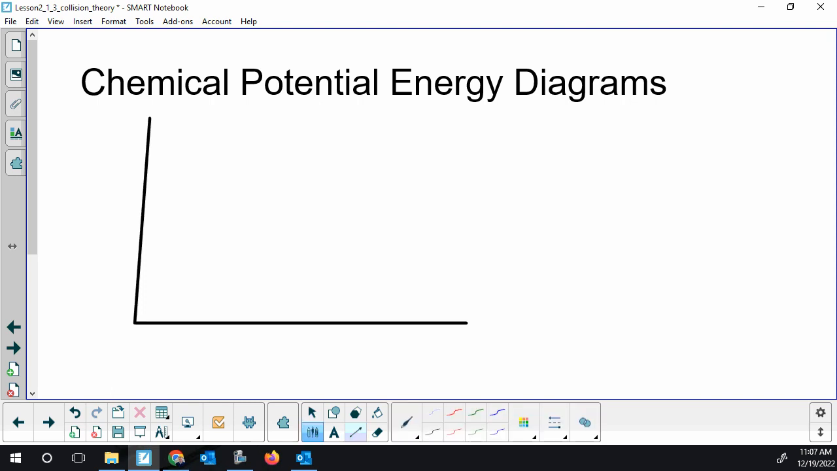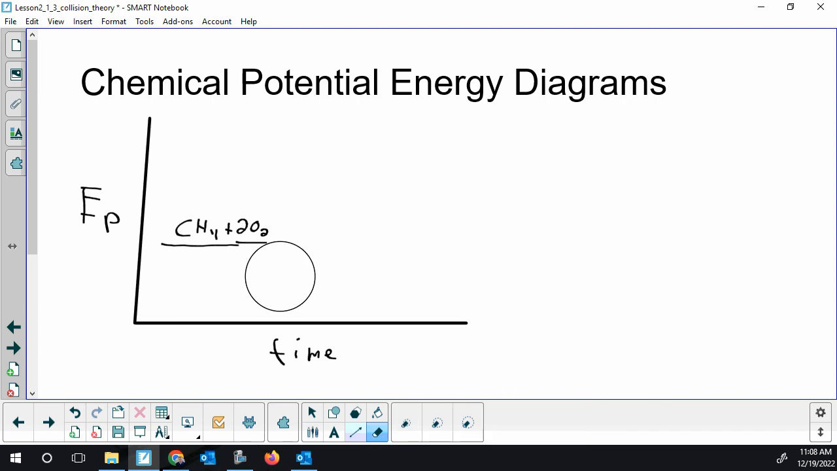This diagram shows potential energy. And in this intro, I'm going to do it versus time. We'll change that axis a little bit in the future. So what happens to the potential energy as a reaction proceeds? Okay. I want to talk about the combustion of methane with oxygen.